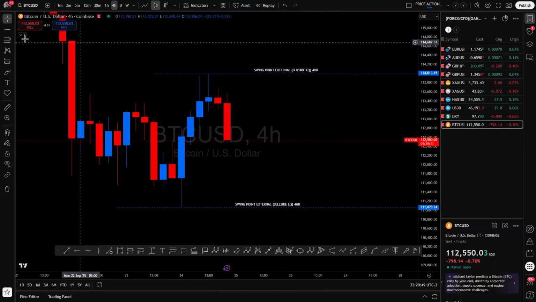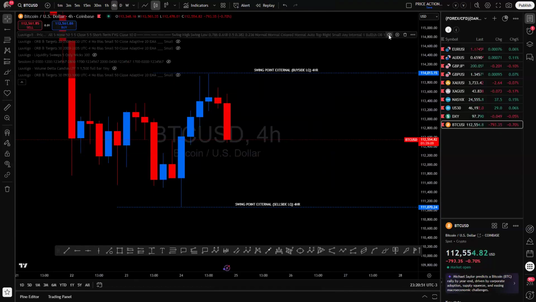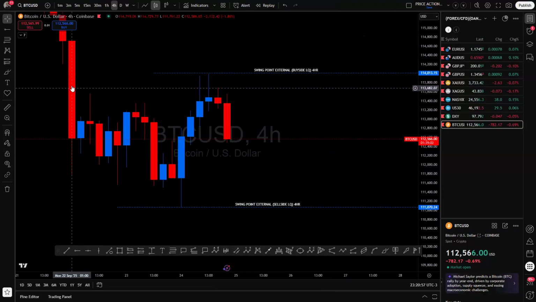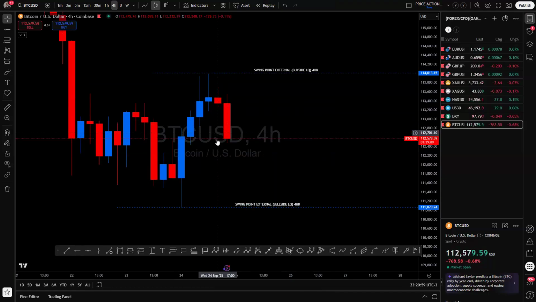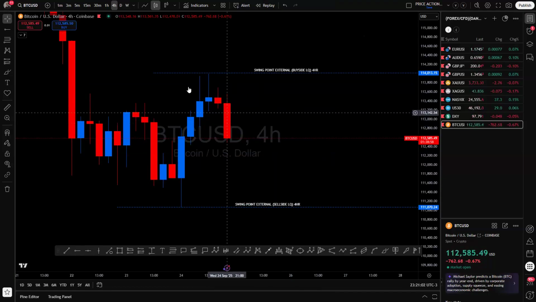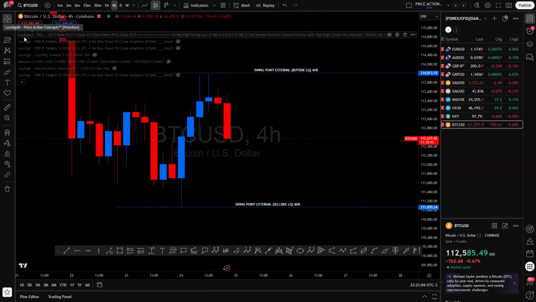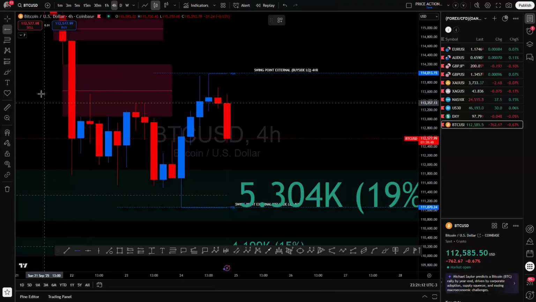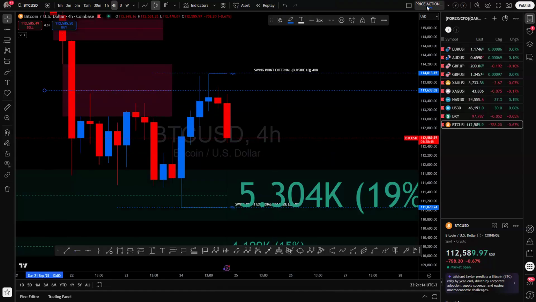Then we're going to mark up the most recent fair value gap, which we see here. Let me turn on my indicator just to make sure. I'm sorry, this is the most recent fair value gap really right here. But we could actually mark this up because this could be a next point. But what we're going to do is mark up this fair value gap here. So now we've marked this up.